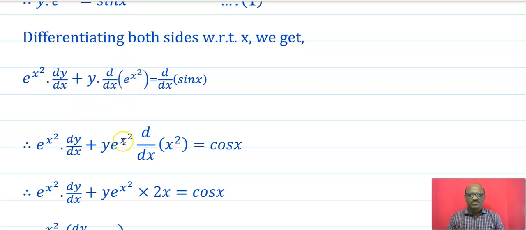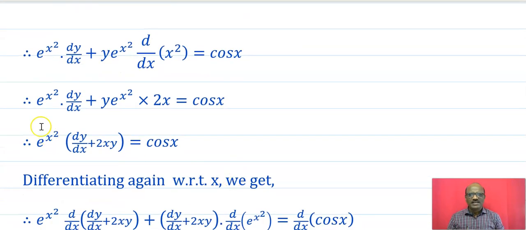The derivative of e raised to x square is e raised to x square into the derivative of x square, that is 2x, and the derivative of sin x is cos x. Therefore we have the term e raised to x square into dy by dx plus y into e raised to x square into 2x is equal to cos x. Now from these two terms we can take e raised to x square as common. Then in the bracket you will get dy by dx plus 2xy, bracket complete, is equal to cos x.